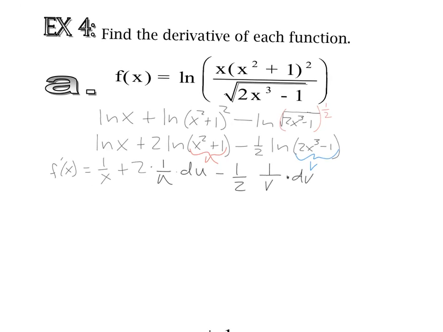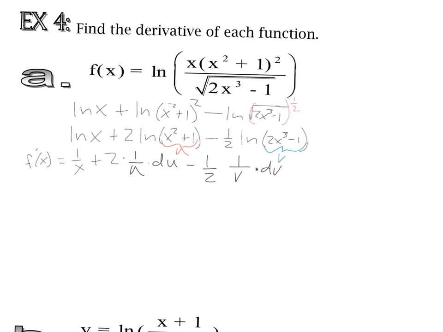So now I could do a little side work. And I know that u equals x squared plus 1. Therefore, the derivative of u would equal just 2x. And I know that v equals 2x cubed minus 1. And therefore, dv equals 6x squared. So let's plug it all back in.